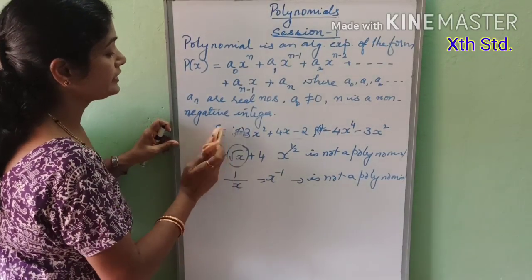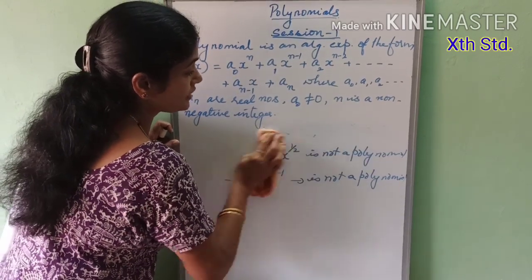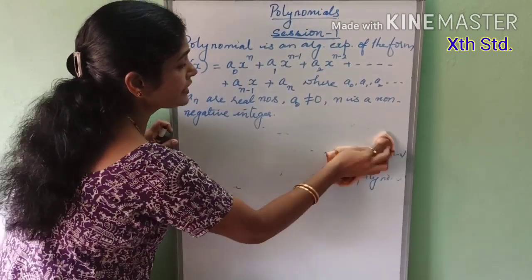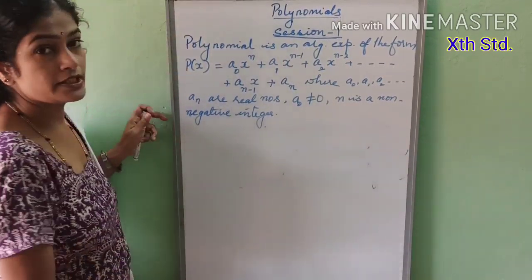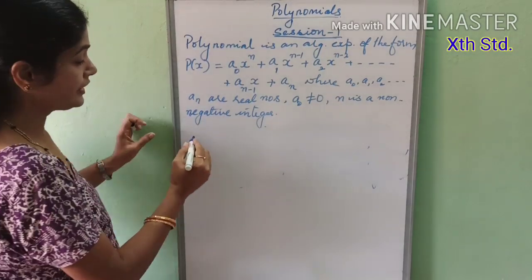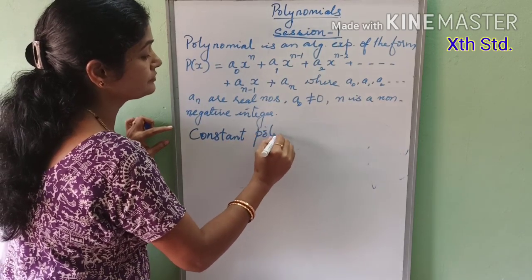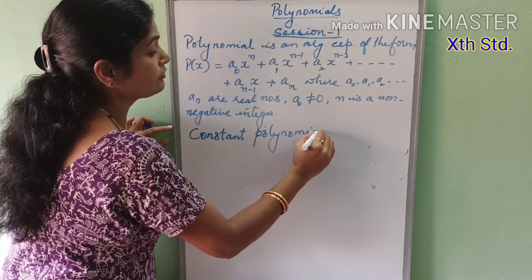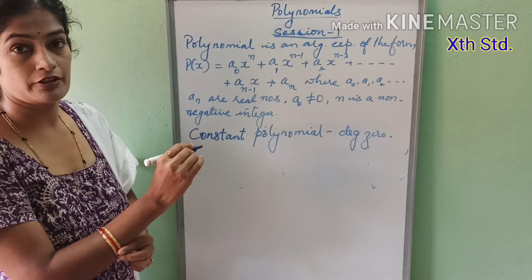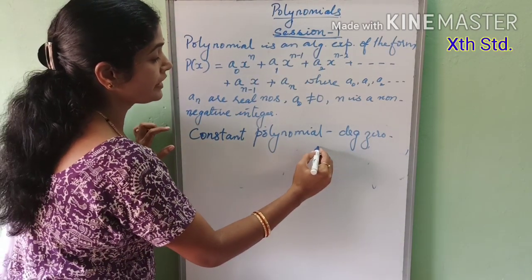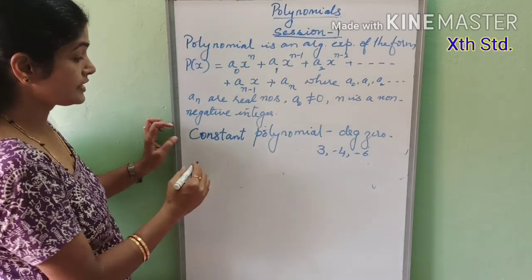Based on the degrees of the polynomial, some polynomials have been classified. If the polynomial has degree 0, what type of polynomial is it? It is called a constant polynomial. If the degree is 0, then it is a constant polynomial. For example, a constant number, say 3, minus 4, minus 6, all these are constant polynomials.